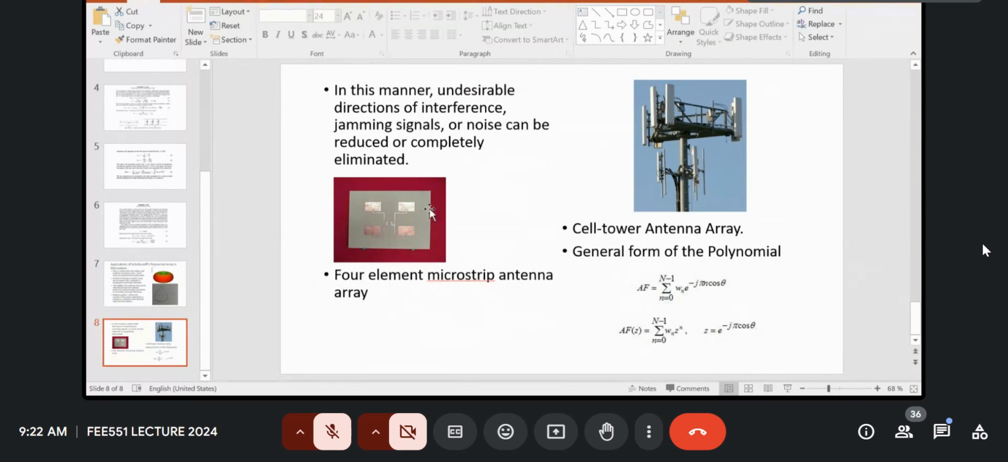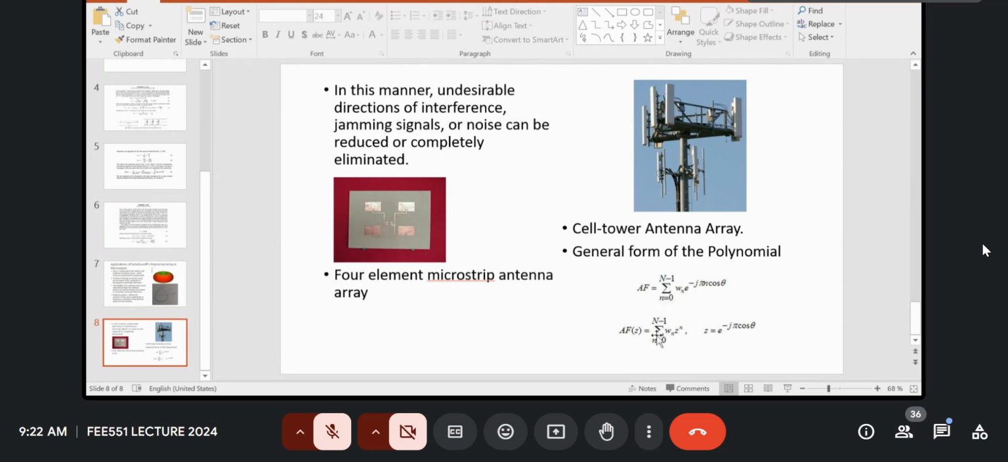So this is an example of a 4-element microstrip antenna array. This is an example of a cell tower antenna array. Some of the arrays are used to receive signals and others to transmit the signals. So by using these polynomial arrays and the weights of the antennas to direct the radiation pattern, we can avoid interference in our signals, we avoid the jamming signals, and also noise can be reduced or completely eliminated.